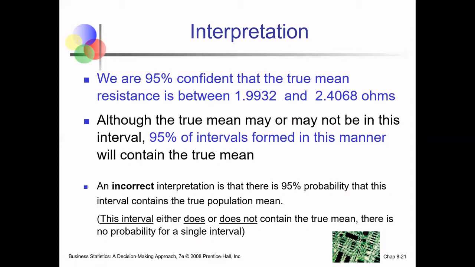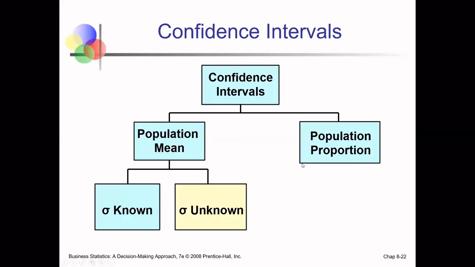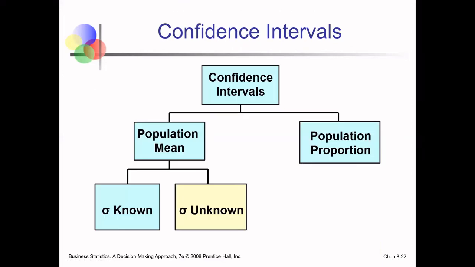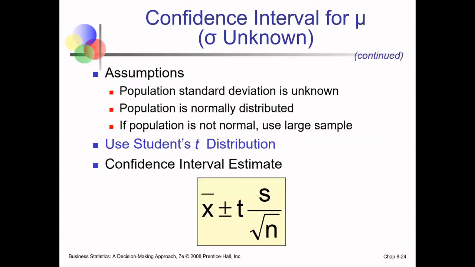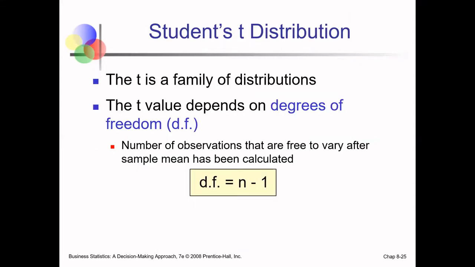So the incorrect interpretation is that there is a 95% probability that the interval contains the population mean, which is the whole crux. Next is when the population mean is unknown. When it is unknown, we shift to the t distribution, and the formula is x bar plus or minus t times s by square root of n.